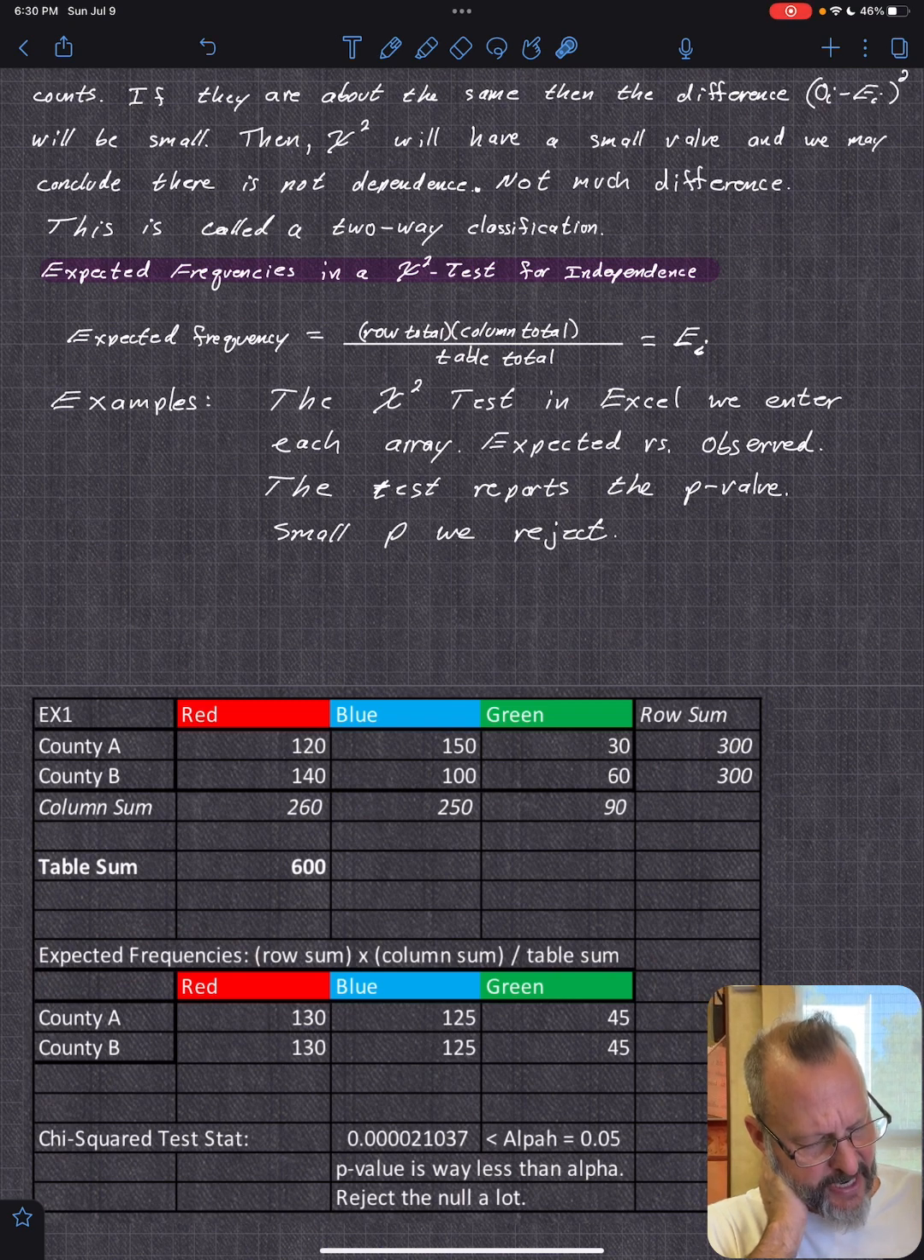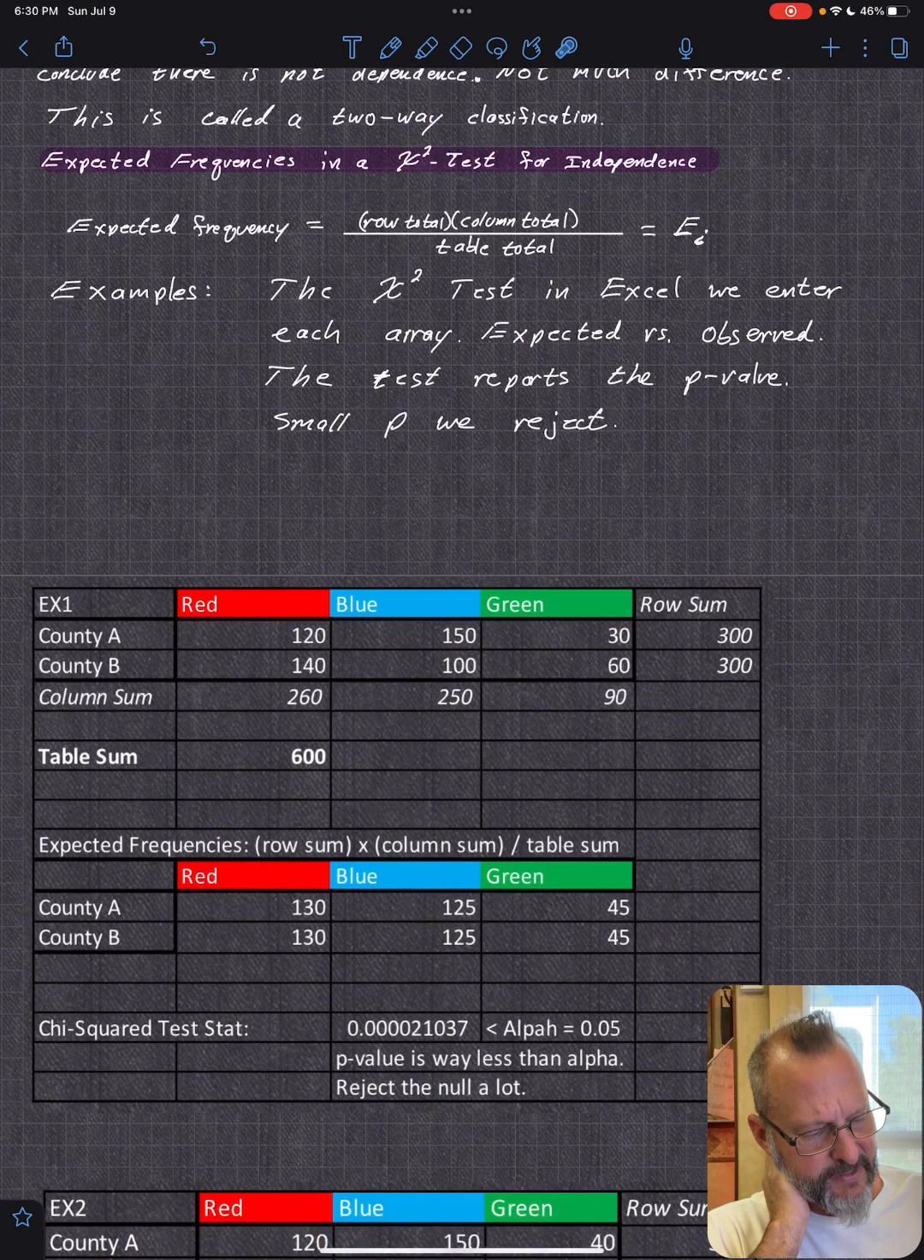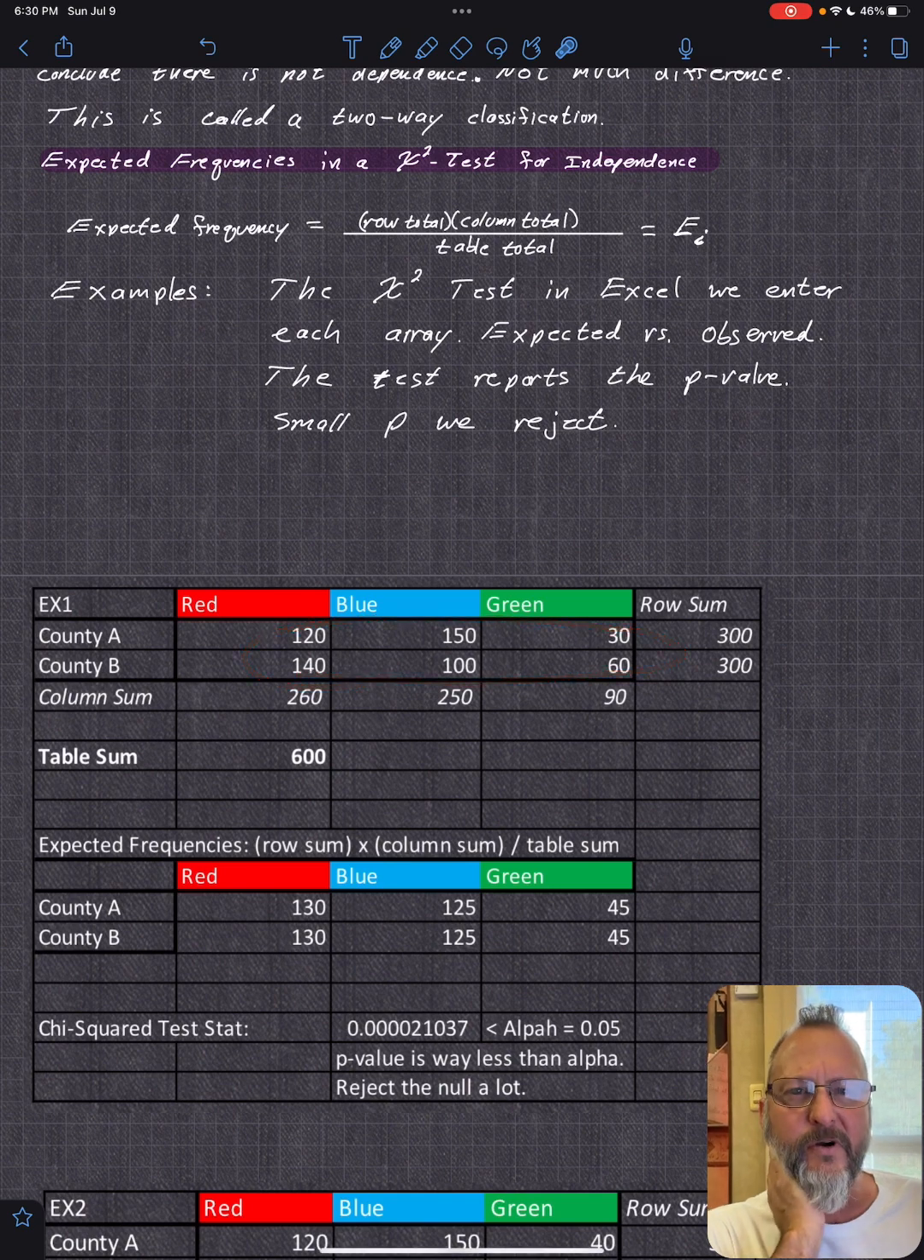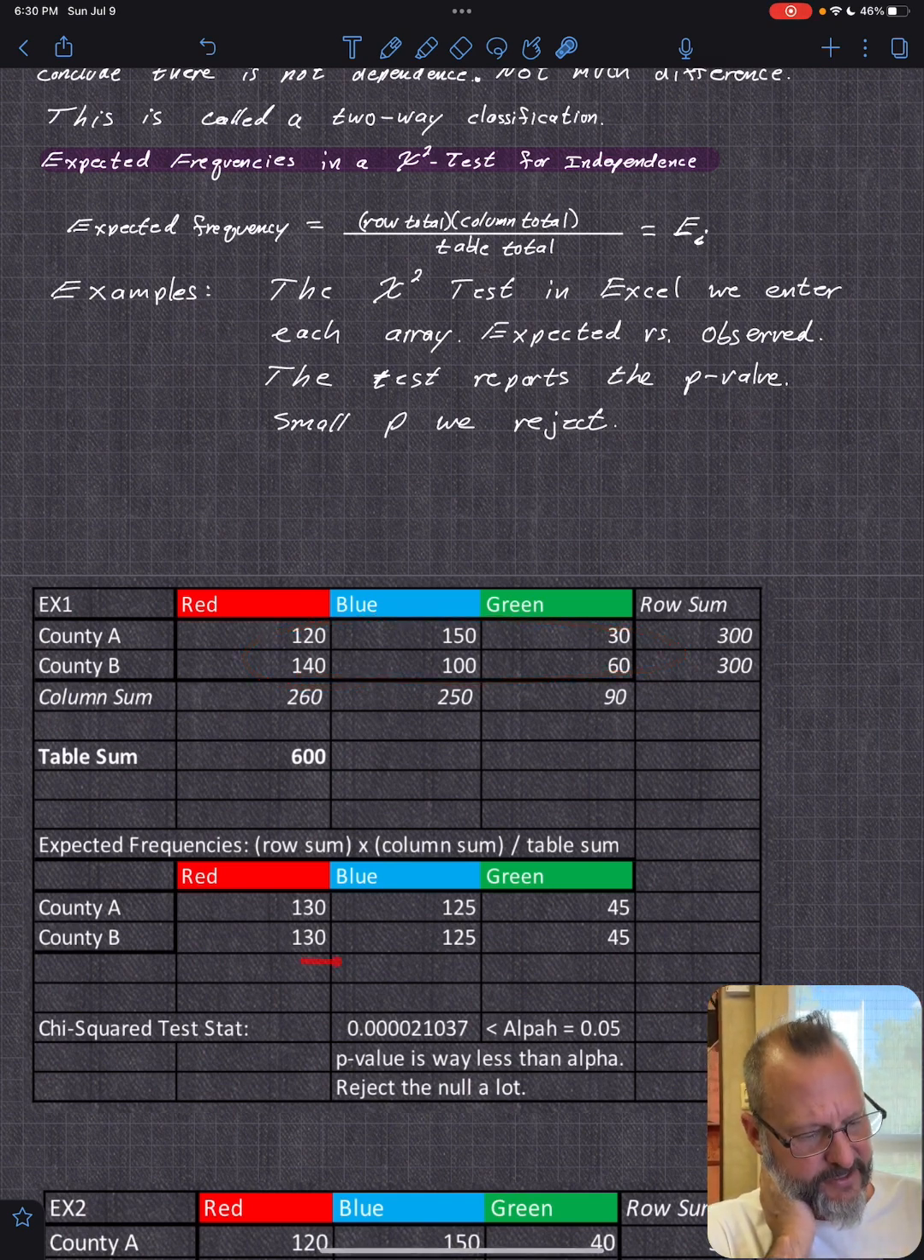And then you do the chi-squared test. For the chi-squared test, you need to have this array as your observed and this array as your expected. So you have to have those done before you use the chi-squared test in Excel. Other computer packages, you can just give it the table and it'll do it.